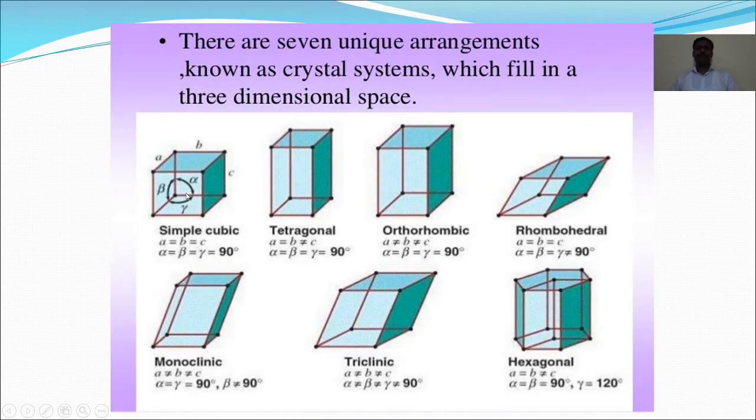There are 7 crystal systems which can be described as follows. Simple cubic: a is equal to b is equal to c, alpha, beta, gamma 90 degree. Tetragonal: a is equal to b but not equal to c, alpha, beta, gamma 90 degree. Orthorhombic: a is not equal to b is not equal to c, alpha, beta, gamma 90 degree. For rhombohedral, a is equal to b is equal to c, alpha is equal to beta is equal to gamma, not 90 degree.